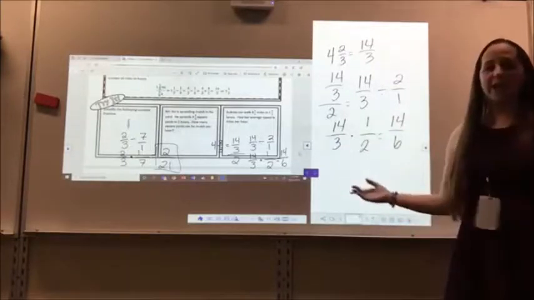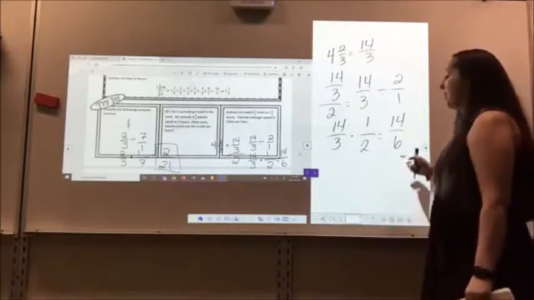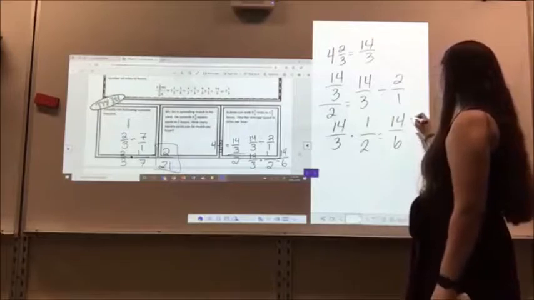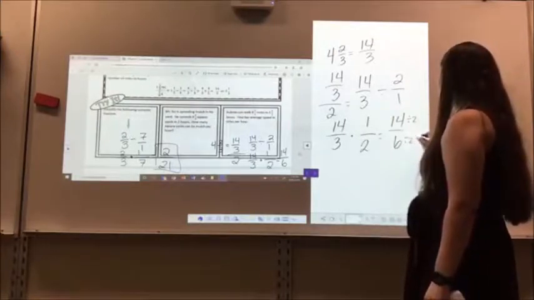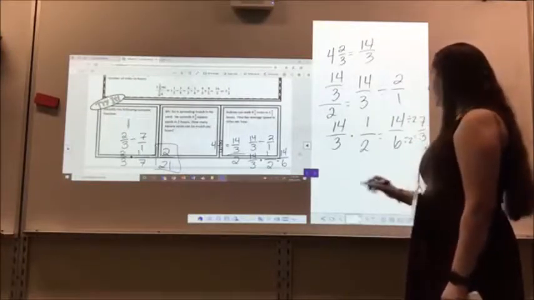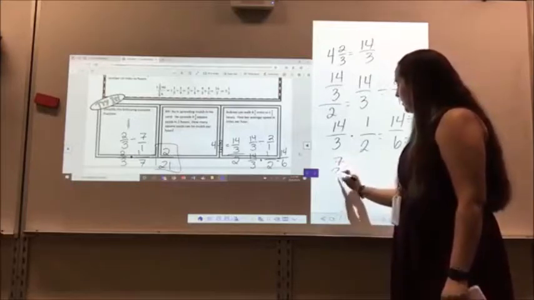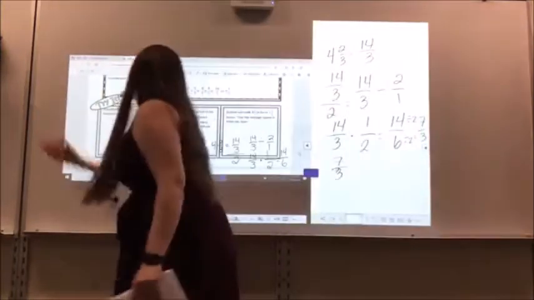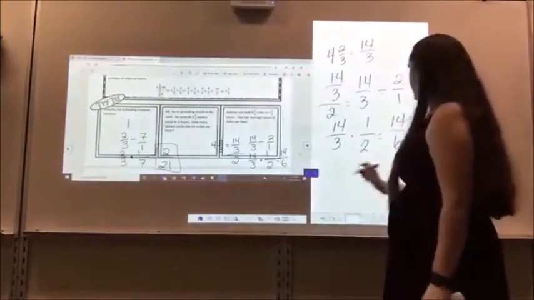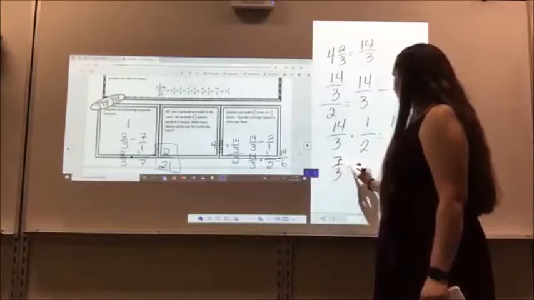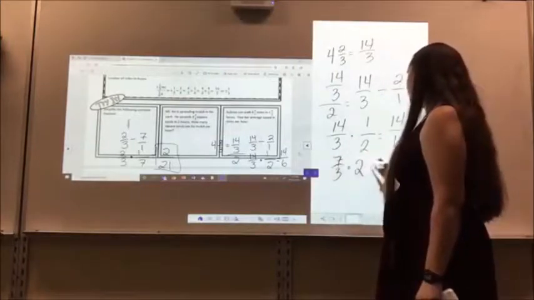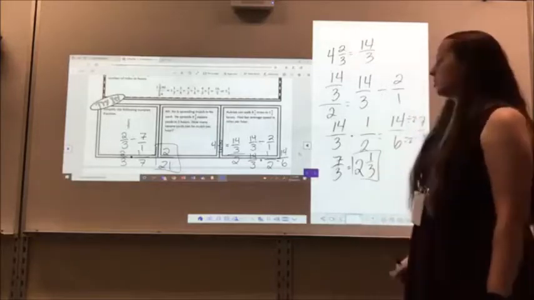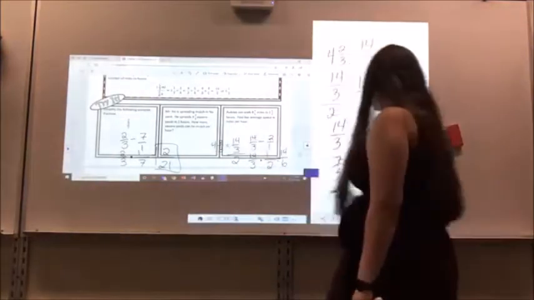Well, I'm going to change this back into a mixed number. 6 goes into 14. I can actually simplify this by dividing both of these by 2. So I get 7/3. Okay, 3 goes into 7 2 times with 1 left over, so I get 2 1/3. So that's my answer for Mr. Ito. It's 2 1/3.